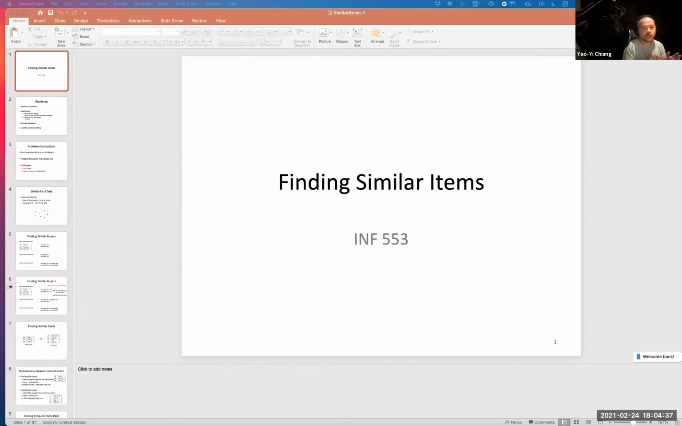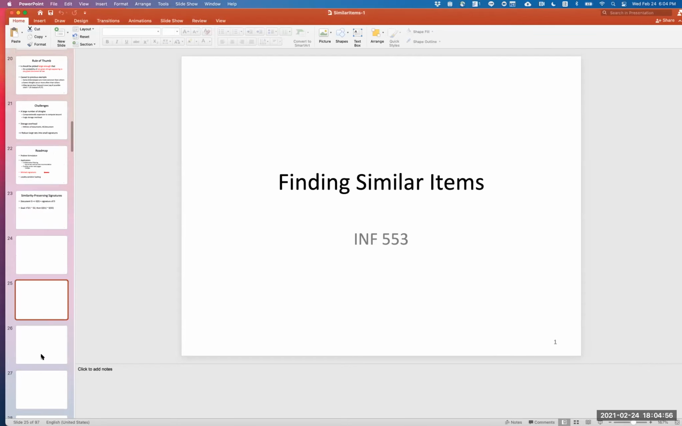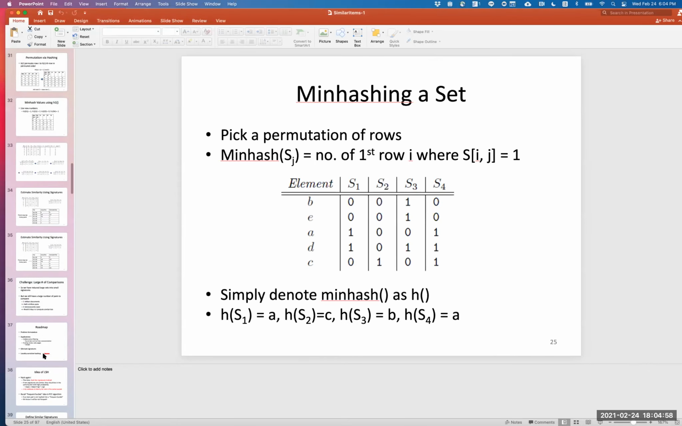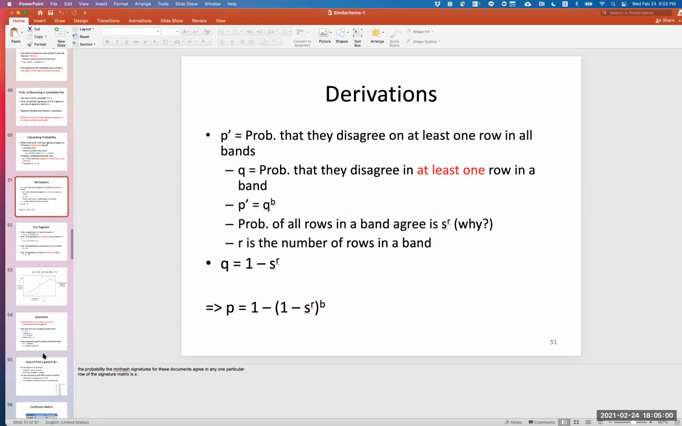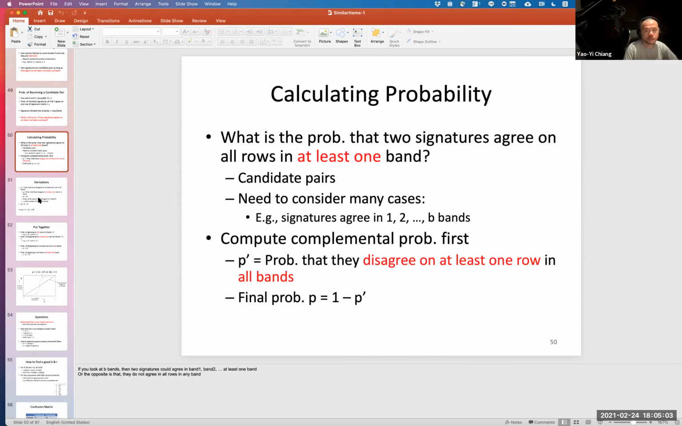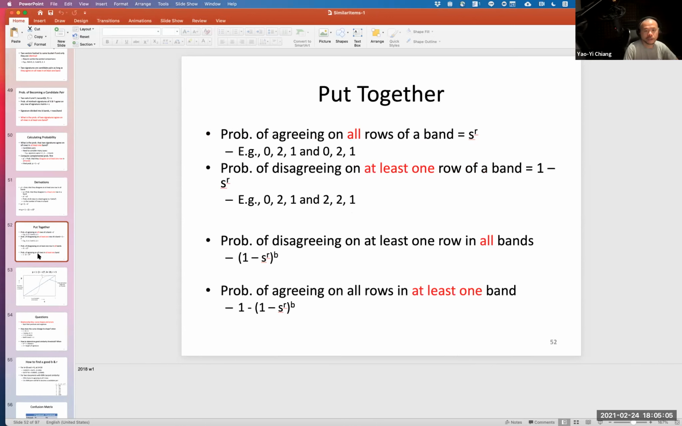Okay, so today we are going to continue on our lecture on finding similar items. And I think we will have time to talk about our recommendation systems. We were somewhere here. Let me just briefly recap on the whiteboard.